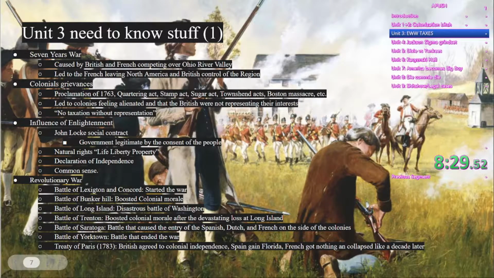The Battle of Saratoga served as a turning point, where the Spanish, the French, and the Dutch would enter the war on the side of the colonies. The Battle of Yorktown ended the war, and the Treaty of Paris is where the British agreed to colonial independence.